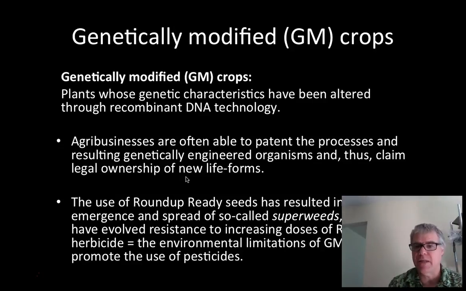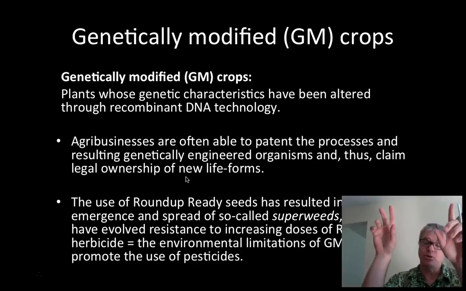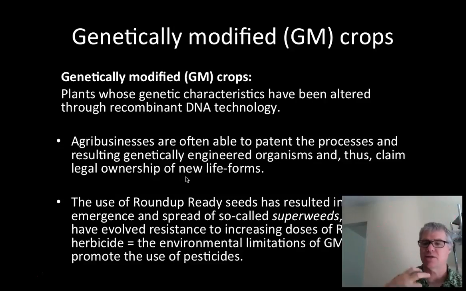And so this has been a bit of a problem in that they also have something that they call terminator seeds, where they have seeds that will grow a crop, this new genetically modified crop, and then the seeds that it produces are sterile. So you can't, as a farmer, take seeds from your own crop and then plant them the next year. You have to go back to the company and buy them again. And so it's been very profitable for these companies.